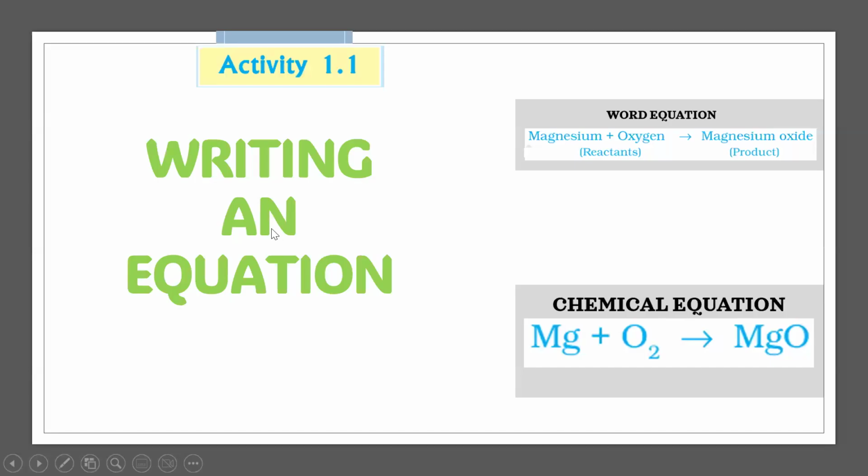Next one is writing an equation. So first activity 1.1, magnesium reacts with oxygen, will form magnesium oxide. This is a word equation. We are going to see how we are going to write it as a chemical equation. First one is magnesium, Mg, is reacting with oxygen, O2, and results in the formation of magnesium oxide.